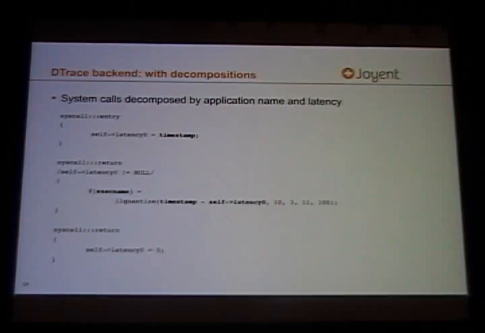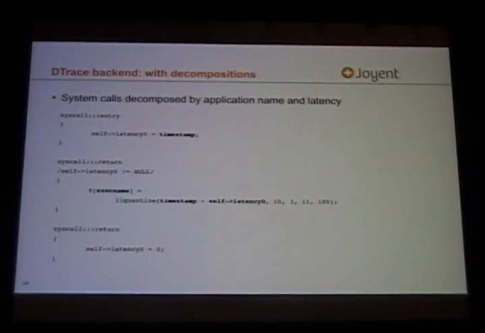On the entry probe, we gather a timestamp. On the return probe, we quantize on the difference between the current timestamp and the one that we saved before. And we key that in an aggregation key by exec name, which is the application name.